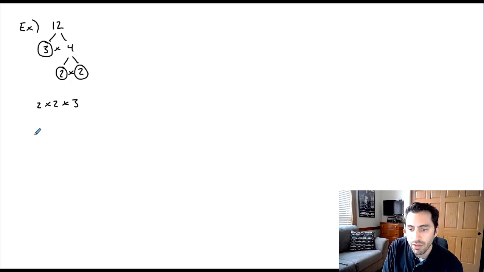So another way I can write that, just to make it a little bit more condensed, 2 times 2, that's the same as 2 squared. So my prime factorization is 2 squared times 3. Now, the really nice thing about prime factorizations is these are unique for every number.